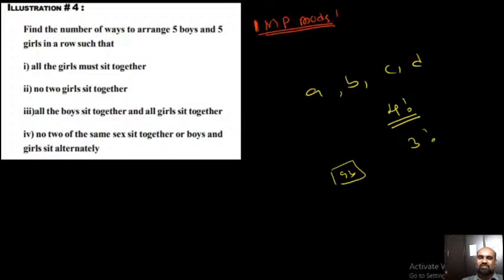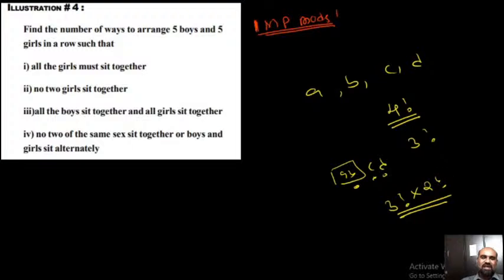A, B taken as one unit. So 1, 2, 3. These 3 themselves can have 3 factorial ways. Among all these 3 factorial, A on the left-hand side of B, that is not correct. A and B should come together. That's all. That's why A, B can change their places in 2 factorial ways. So there are 3 factorial times 2 factorial linear permutations such that A and B come together.